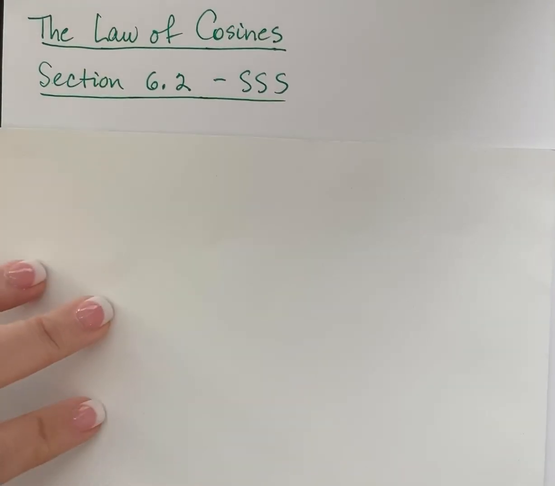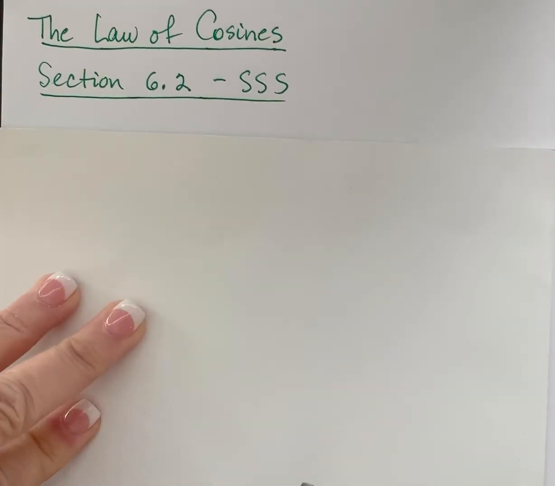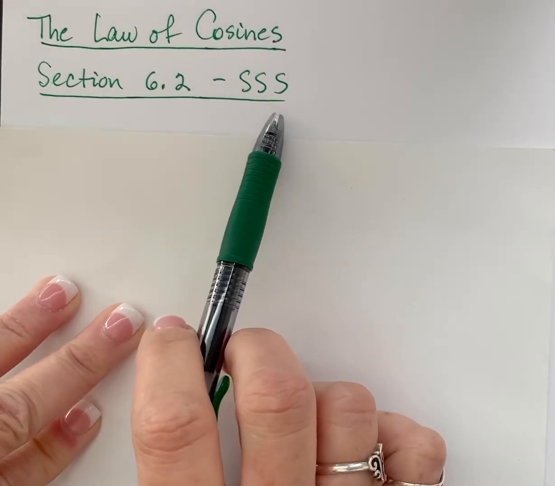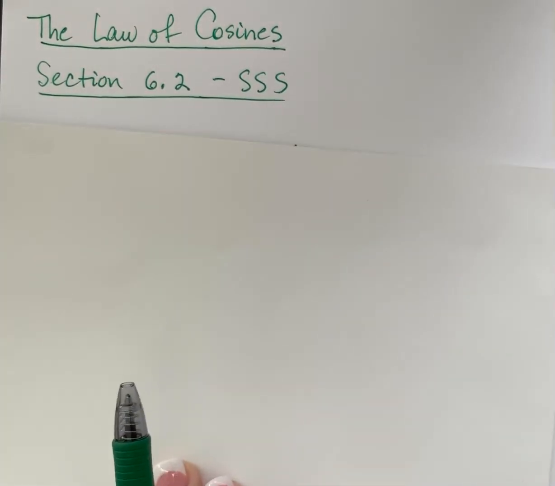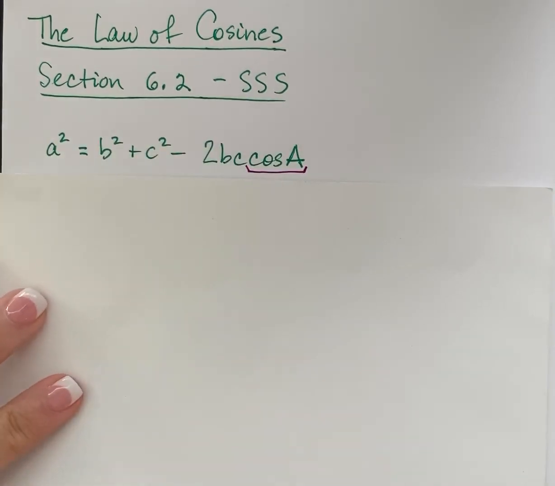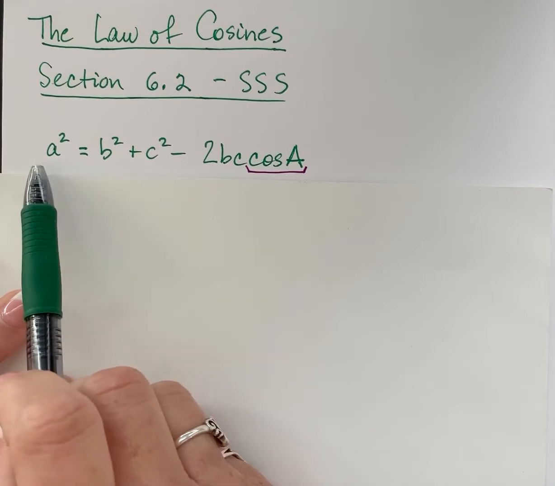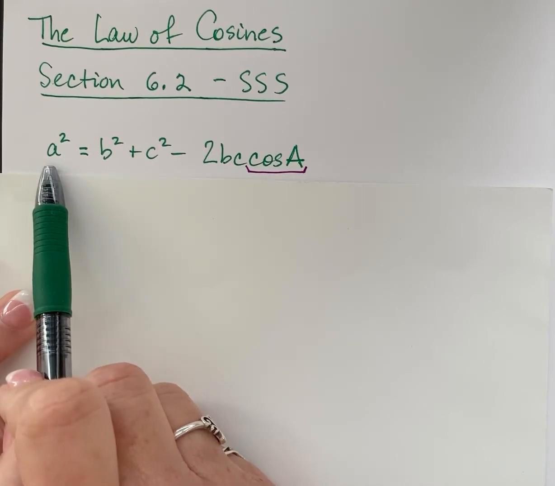This is the second video on the law of cosines from section 6.2, and we'll focus on the case where you are given side, side, side. Okay, so first of all, here's one of the three formulas that we learned from the law of cosines last time, and you can use it to solve for the length of side A.